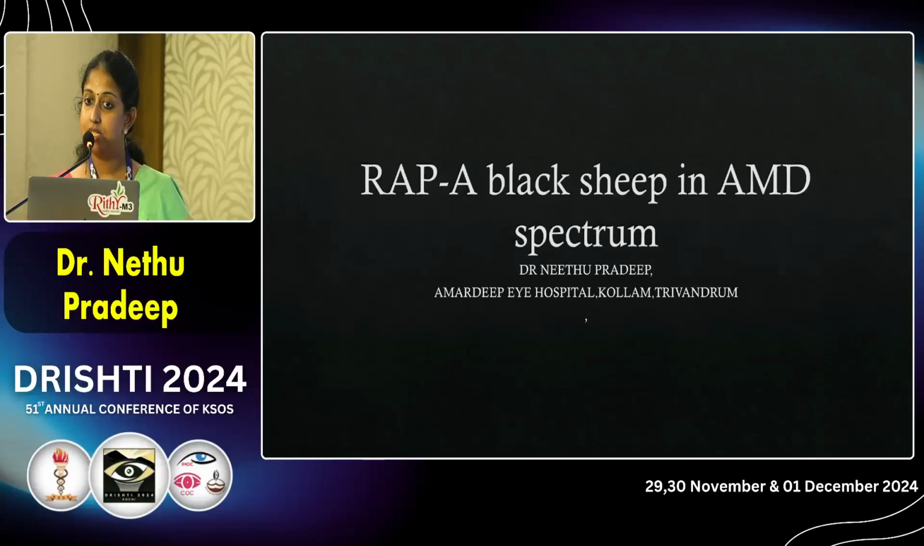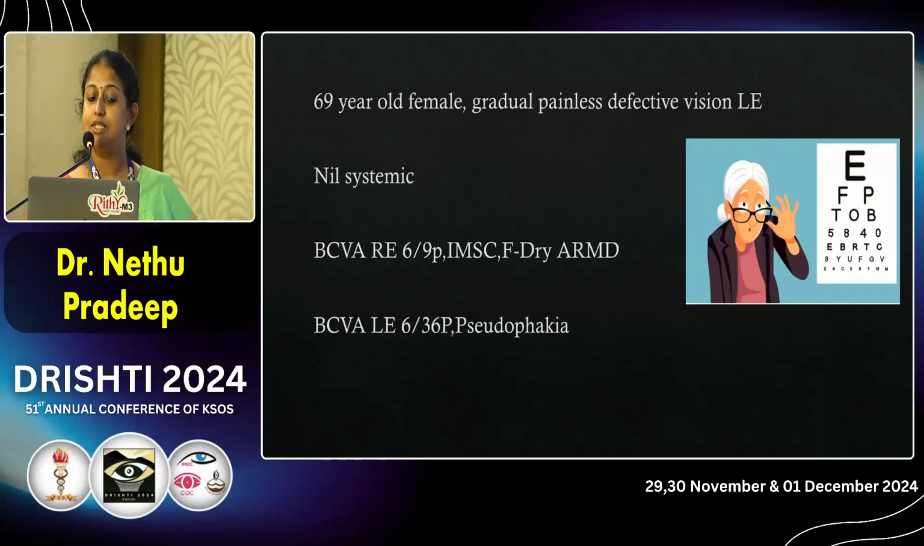So today's discussion is about RAP, a black sheep in the AMD spectrum. The first case is of a 69-year-old female who presented with gradual painless defective vision in the left eye. She gives no systemic history.